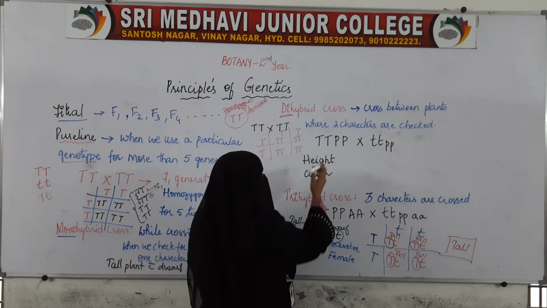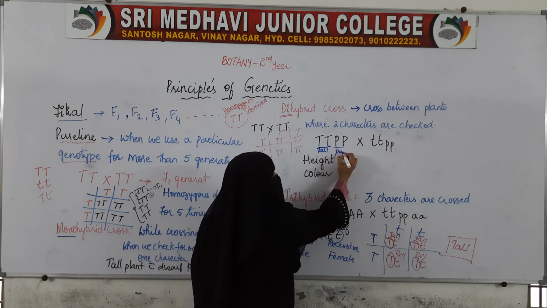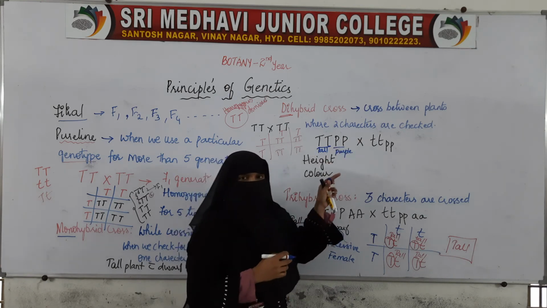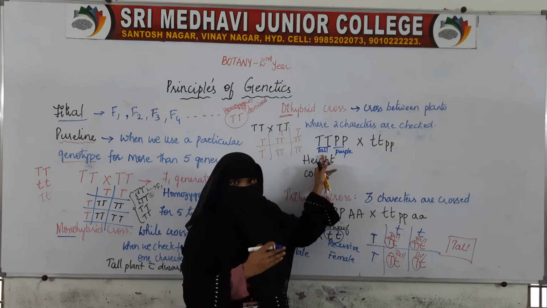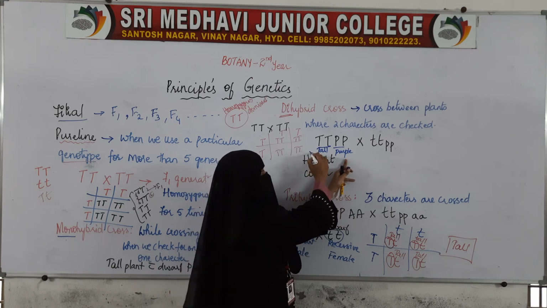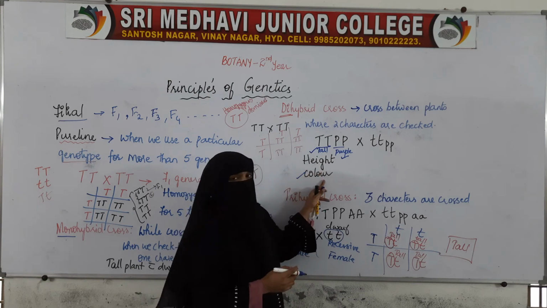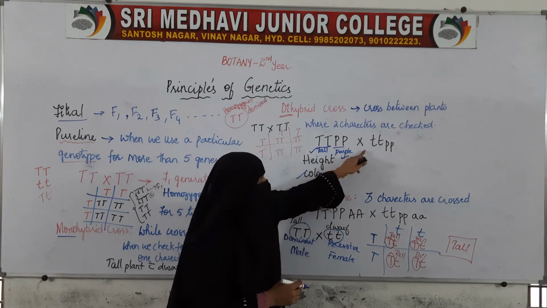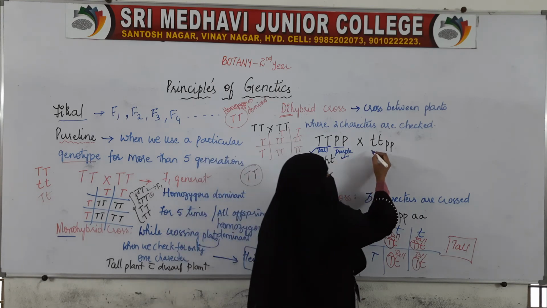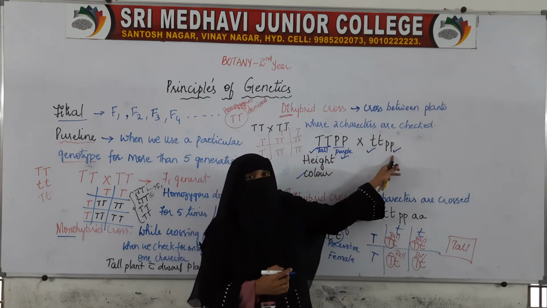In one plant, the height is tall and it is giving purple flowers. Two characters: one is height of the plant, another is color of the flower. Then we cross this with another plant whose height is short and the color of the flower is purple.